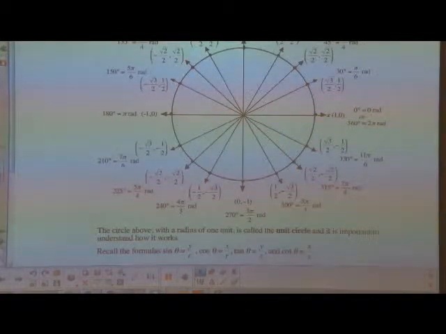What's the radius of the circle? 1. How do I know it's 1? Well, because the coordinates are 1 and 0. Because I have these coordinates 1 and 0, -1 and 0, 0 and 1. Okay. So because the radius is 1, that's why we call it the unit circle. What else do you notice about it?